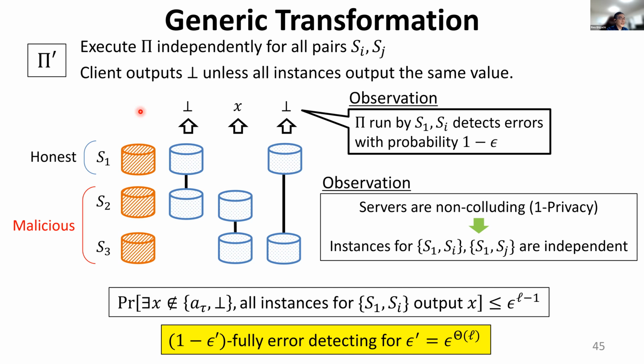To quantify the success probability, we simply assume that there are 3 servers and the second and third servers are malicious. Then, in instances involving the first server, which is honest, a client can detect errors with probability at least 1 minus epsilon. On the other hand, because we assume that servers are non-colluding, these instances are independent. Therefore, the probability that malicious servers can successfully make a client output an incorrect value is upper bounded by epsilon to L minus 1. So our resulting scheme is fully error detecting for smaller probability of failure.